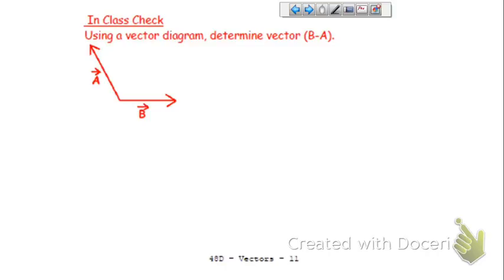Using a vector diagram, B minus A. Let's have a look. B is the first thing, so let's just draw B. And then minus A. Well, A is in that direction, so minus A must be in that direction. This is B. This is minus A. A was in that direction, minus A is in the opposite direction. Do your resultant.